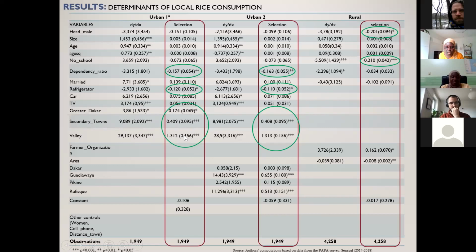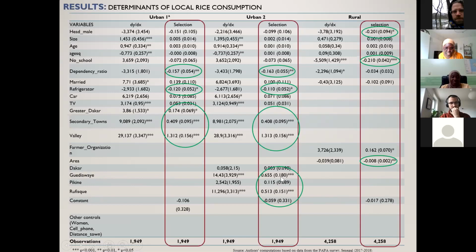And the valley sign here can be explained by the fact that these urban households live near the main rice producing area, which eases their access to the product. And so the results are quite the same in the two urban models. There is also another location-specific aspect related to Dakar. In the model urban 2, we have disaggregated Greater Dakar, which is composed of the capital city of Senegal, Dakar, and its suburbs.